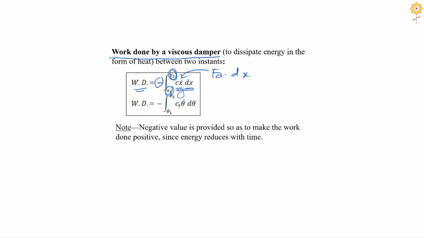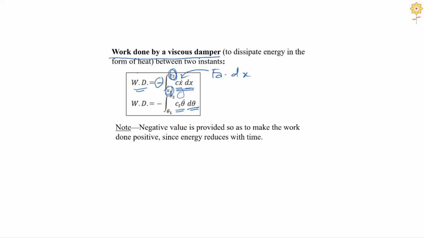So instead of using x as the coordinate, if I am using theta as the coordinate, then I will be using this formula: minus integral theta 1 to theta 2, that is the angular deformation limits, of the torsional damping coefficient into angular velocity multiplied by the angular displacement. Okay.